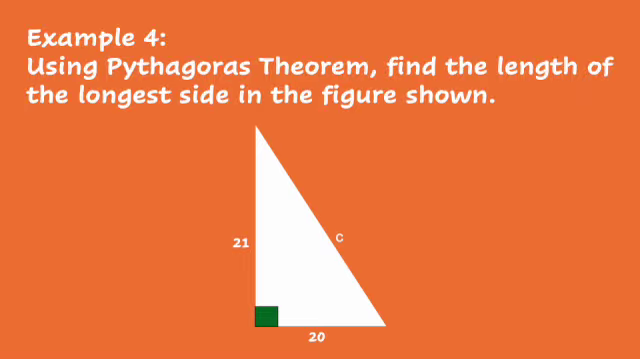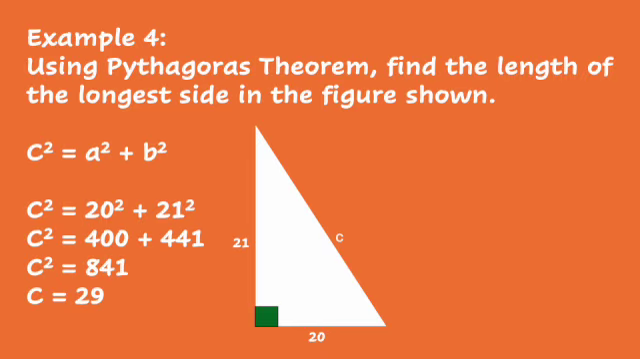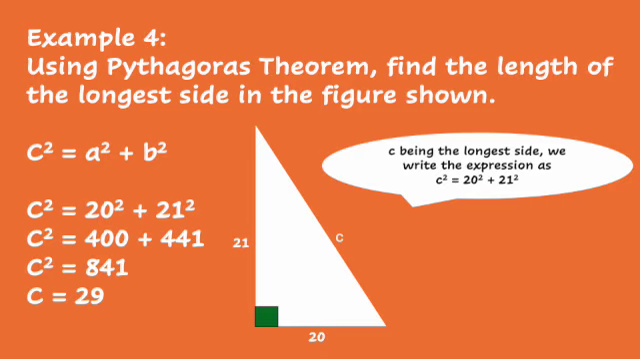Have a look at the next example where we need to find the length of the longest side in the figure shown. So the longest side, as you know, is the hypotenuse. So we use Pythagoras formula, c square equal to a square plus b square, because c is the longest side. So we'll be writing it as c square equal to 20 square plus 21 square. When we simplify further, we get c square equal to 841 and that gives us c to be the square root of 841, which is 29. So c is 29.